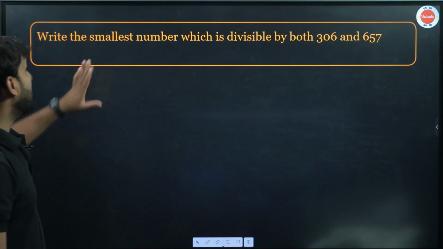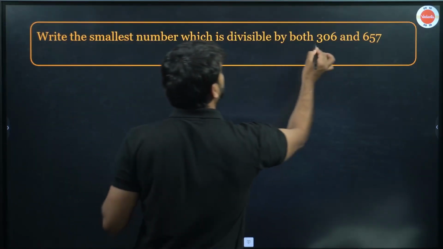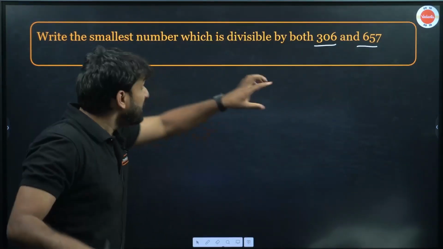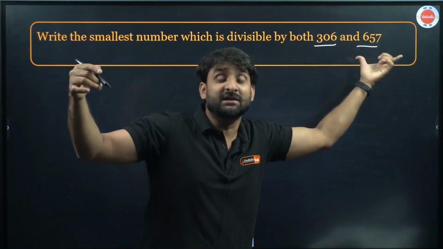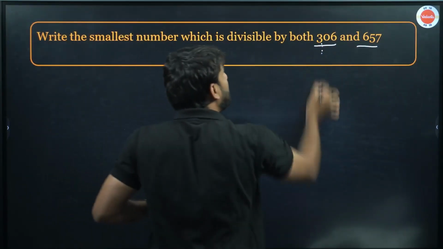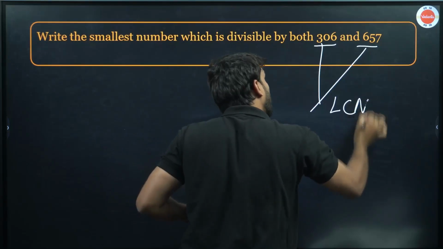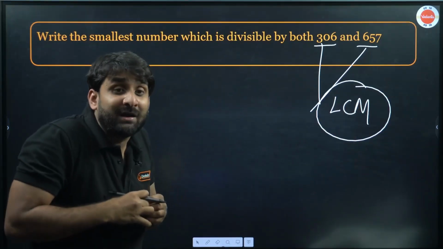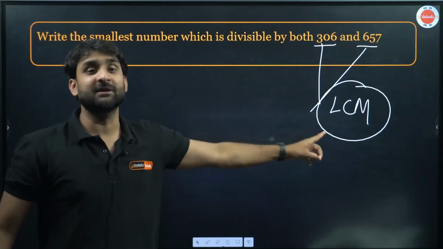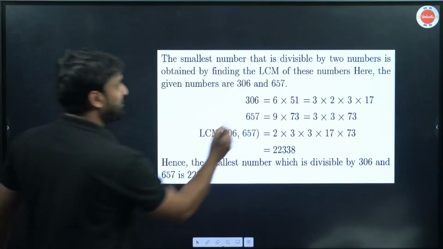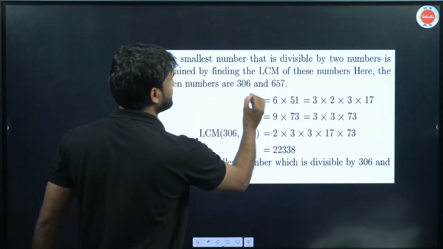Write the smallest number which can be divisible by this and this. Can you see? We want to find the number which can be divisible by this and this. It means we want to calculate LCM. Why? Because we are looking for that number which can be divided by both, and that is only LCM. So we can find LCM by doing the prime factorization of 306.